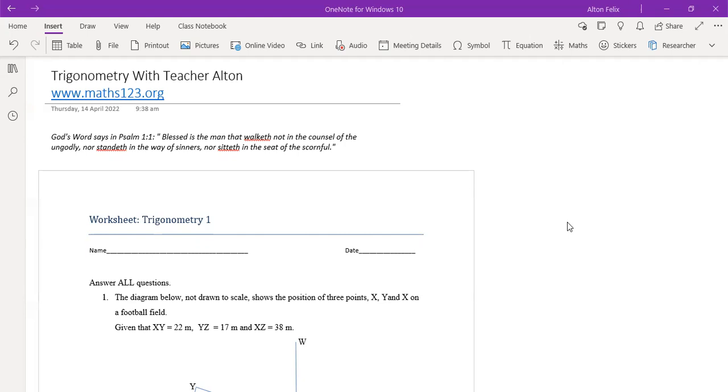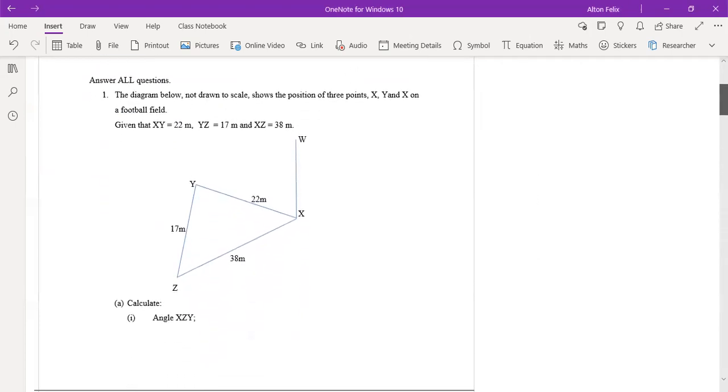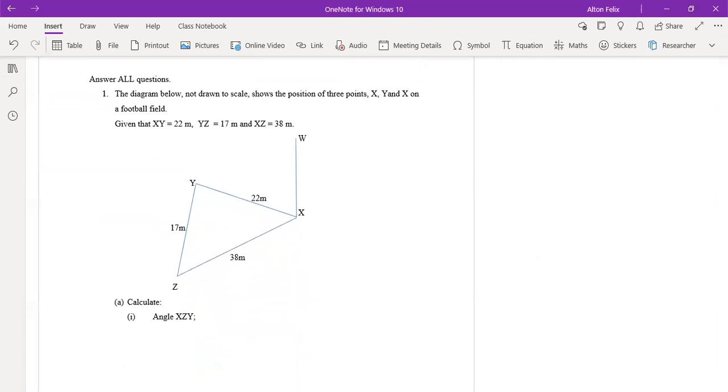So let's go straight into question 1. Trigonometry, your favorite topic. Question number 1, you are given a triangle XYZ and XY is 22 meters, YZ 17 and XZ 38 meters are shown. So we need to find angle XZY, which is really angle Z right here. We need to find this angle.